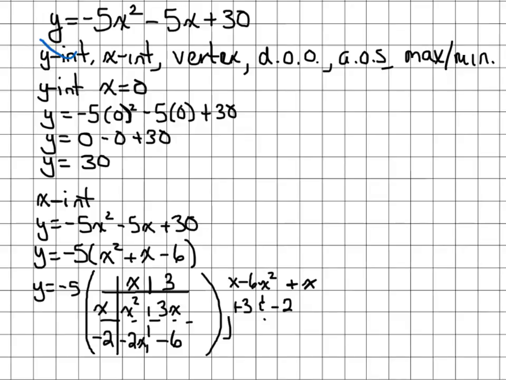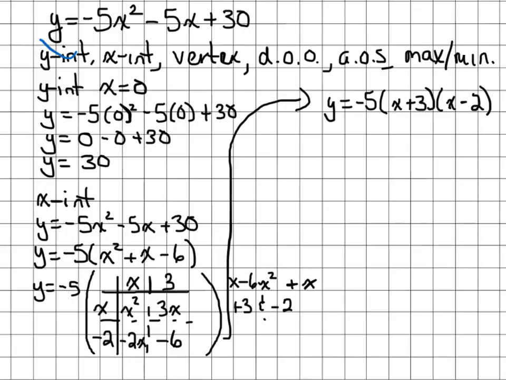So bringing that up here, I know that I have minus 5, x plus 3, and x minus 2. So that is my factored form of the equation.